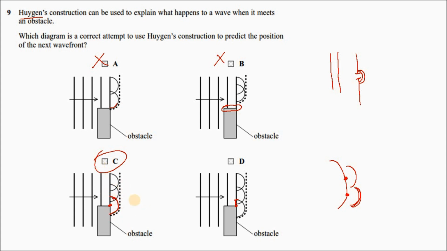That means this is the correct description of Huygens principle, or formation of secondary wavelet using Huygens principle. So option is C.